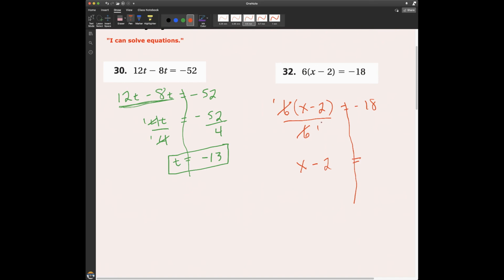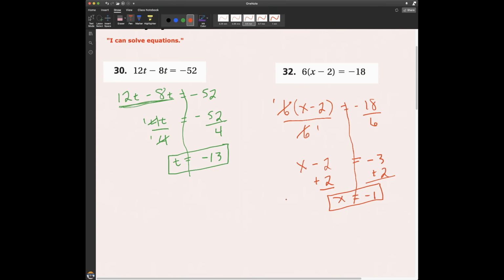But I'm dividing this side by 6. The division property of equality says I need to divide that side by 6 or the equation's not equal. So negative 18 divided by 6, negative divided by positive is negative, and this is negative 3. And you guys know how to solve this equation from here. I just add 2 to both sides, and I get x equals negative 1.